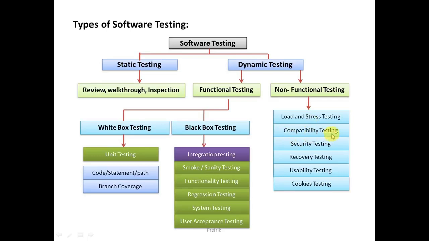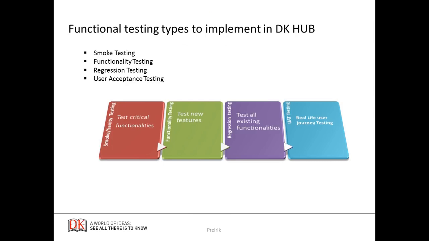Compatibility is checking your system's responsiveness on different browsers and devices. Security is encryption testing and other ways of making sure that security cannot be breached. Recovery testing is, once your data has been lost, whether there is any way of recovering that data. Usability is finding usability bugs, like if a user has some problem reading or typing anything, that comes under usability. And cookies testing is performed on the basis of sessions and so on.